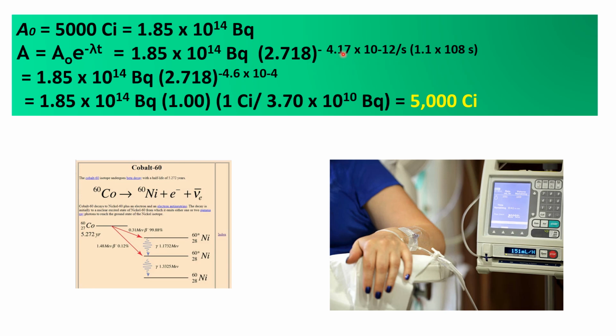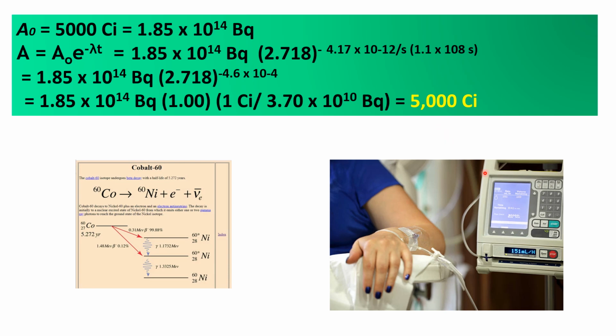look at our power for Euler's number. Negative 4.17 times 10 to the negative 12 per second, that is the value for lambda, multiplied by the time elapsed, which is 1.1 times 10 to the 8 seconds, and we will get this exponent, or the power of Euler's number, negative 4.6 times 10 to the negative 4. This is a unitless number whose equivalent, when calculated using your scientific calculator, will come out to be 0.9999 something, or rounded to 3 significant digits, is exactly equal to 1. Multiplying that by the value of A naught, and then converting the becquerel to Curie, we will get a value that is equal to 5,000 Curie.